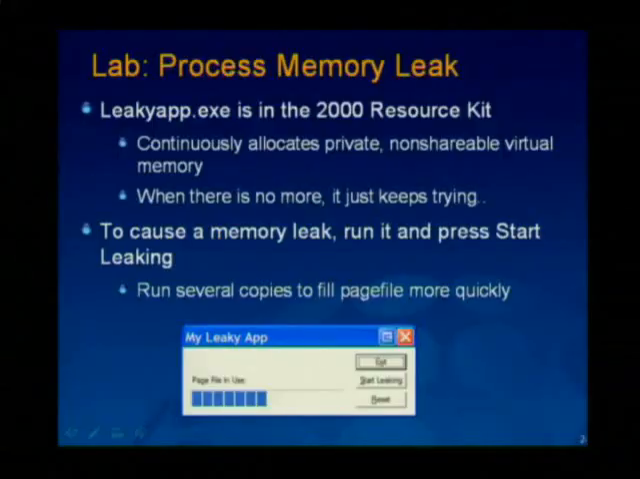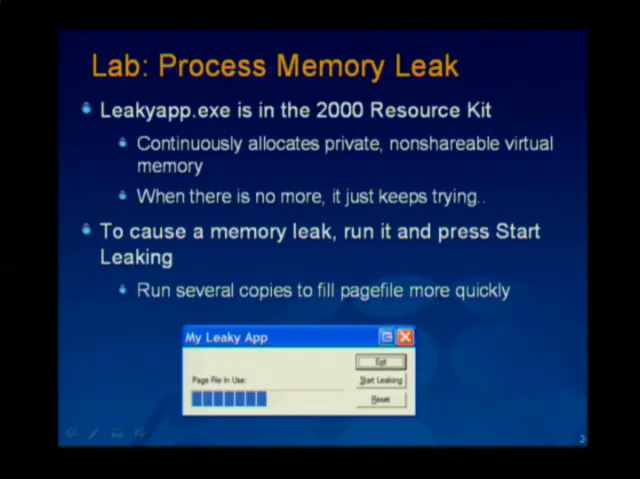Leaky App is a tool in the resource kit that continuously allocates memory. So it's basically creating private memory, and it does that until there is no more. Instead of reporting an error, it just continues to allocate memory. If you exit something, it will soak up the free memory that's been freed. It just constantly is grabbing private virtual memory. So if you'd like to see that message box and see what happens to your system when your system commit limit is reached, then you can run Leaky App.